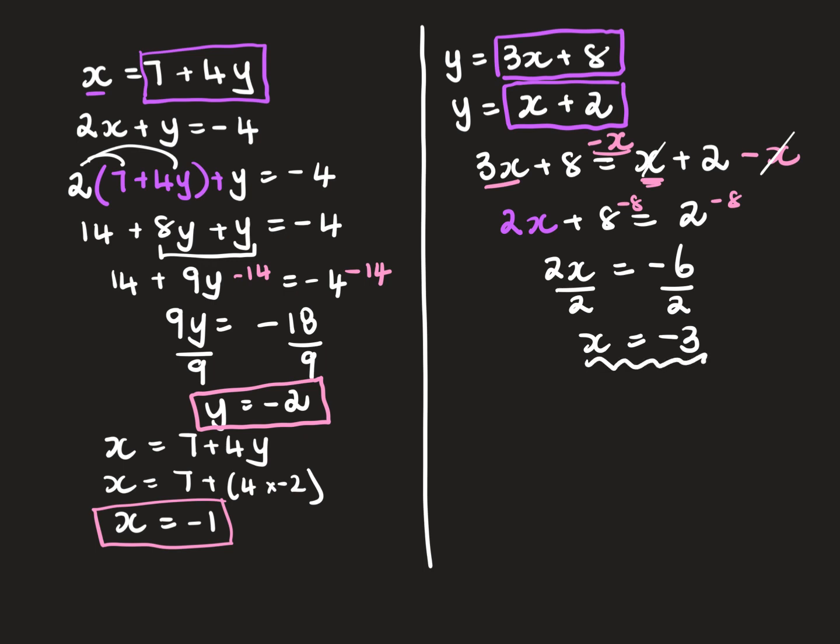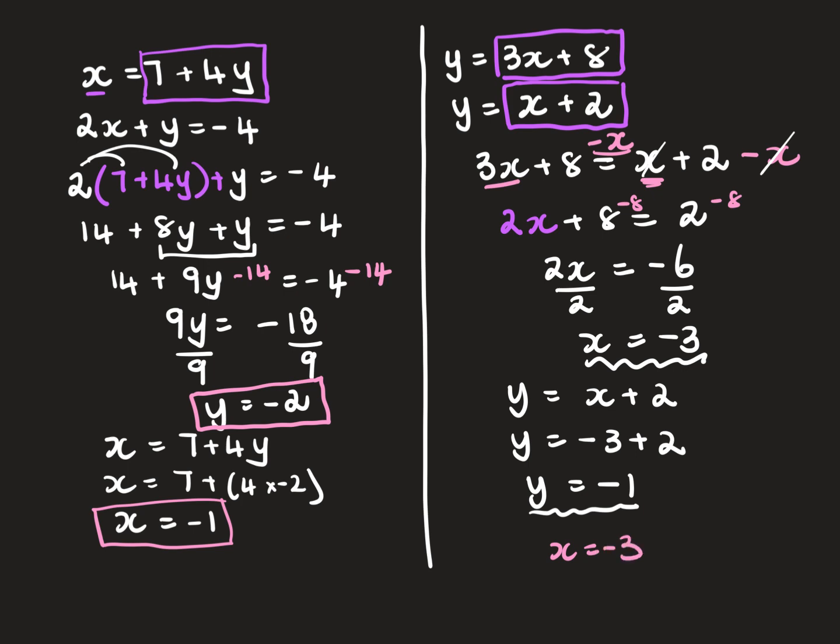Have I finished? Not at all. Y equals x plus 2. Y is equal to negative 3 plus 2. Y is equal to negative 1. So our solution for that one, x equals negative 3 and y equals negative 1. And two last ones to finish with.